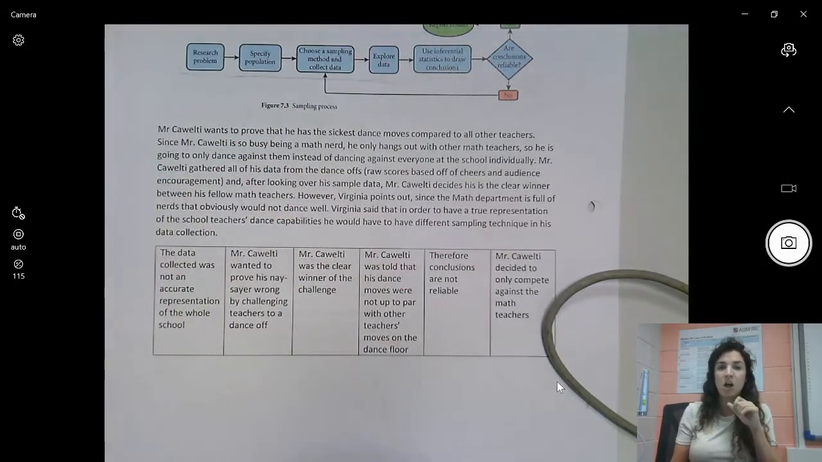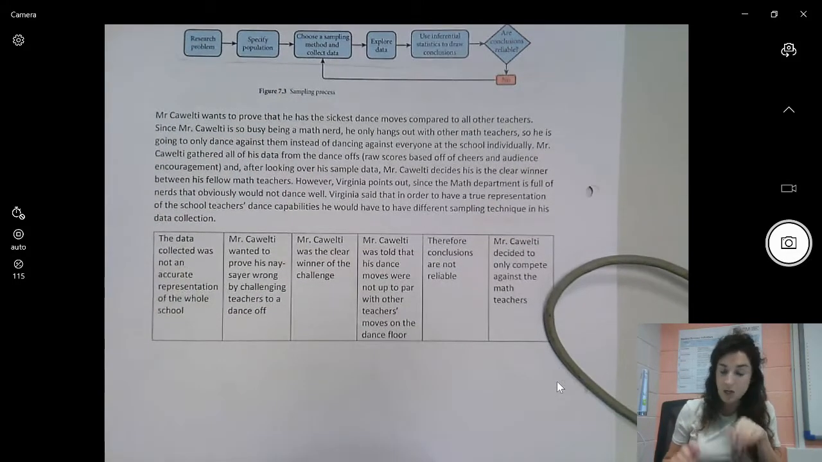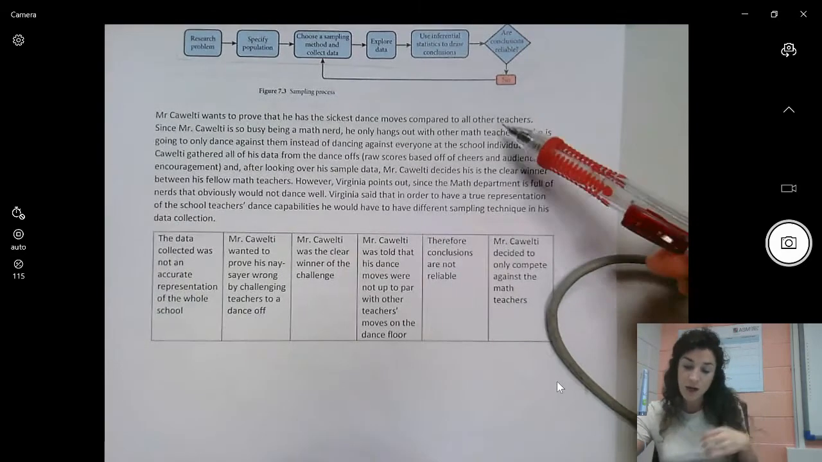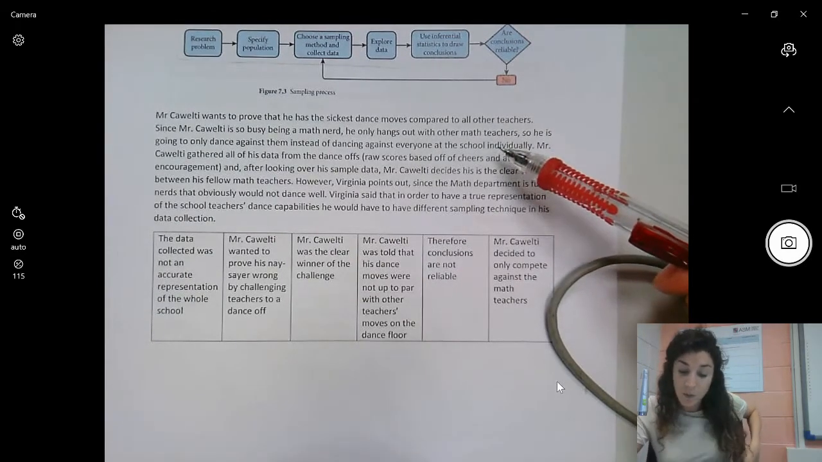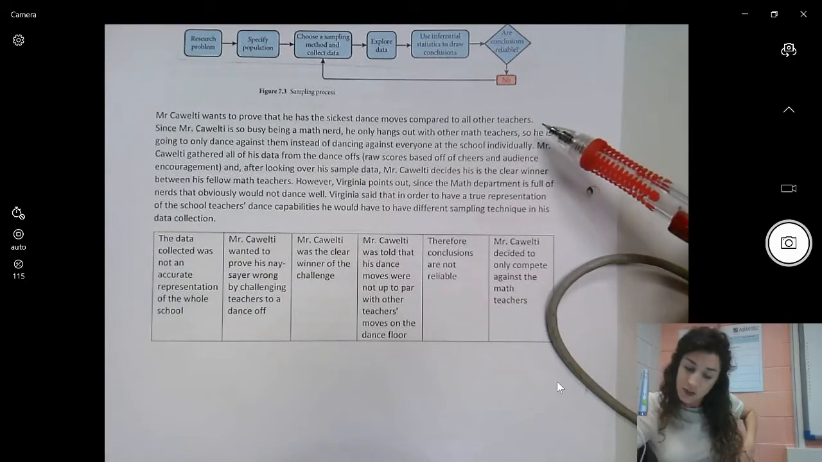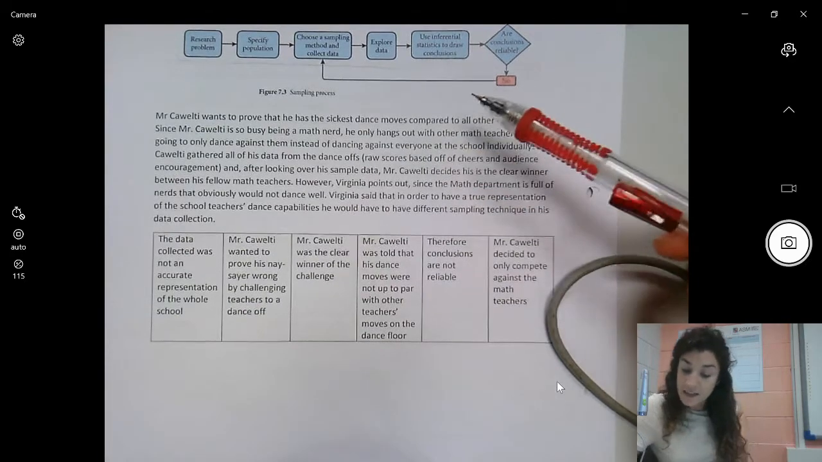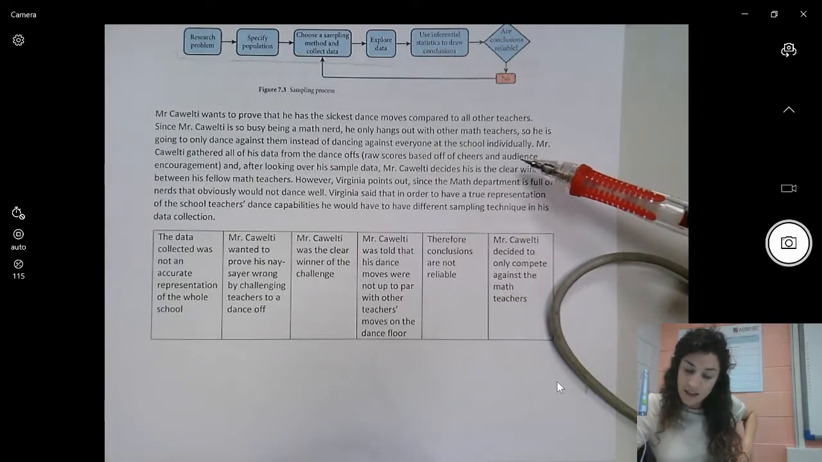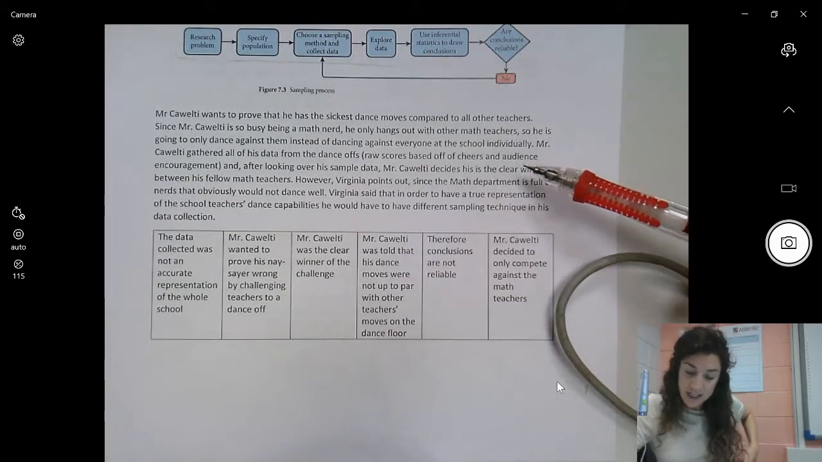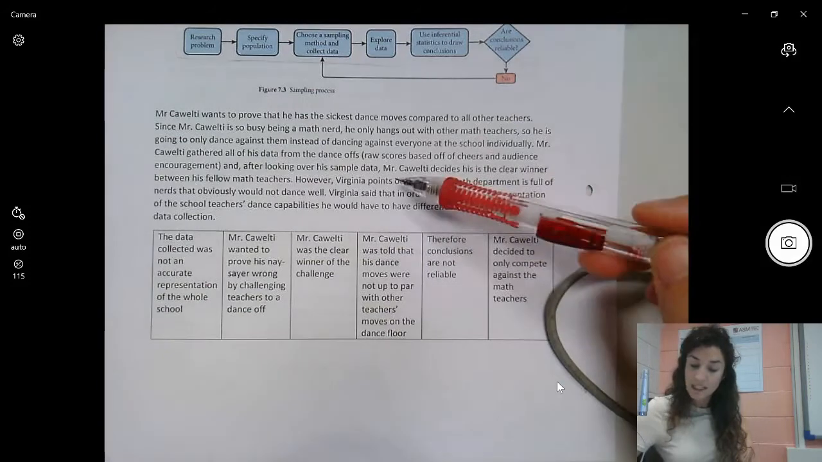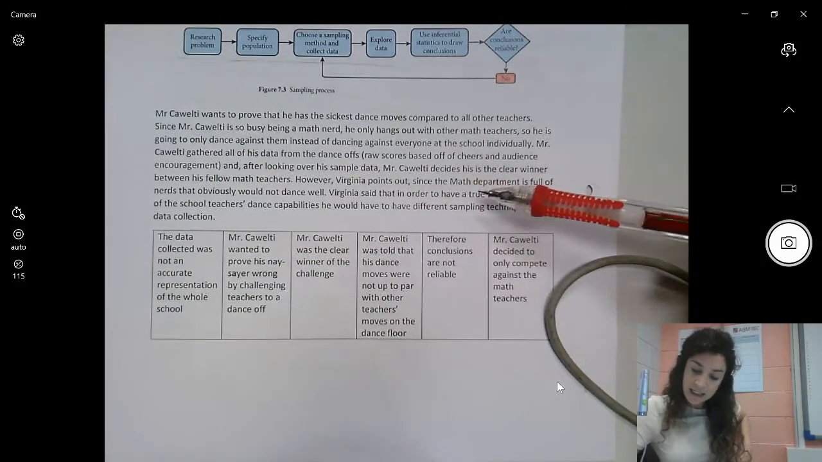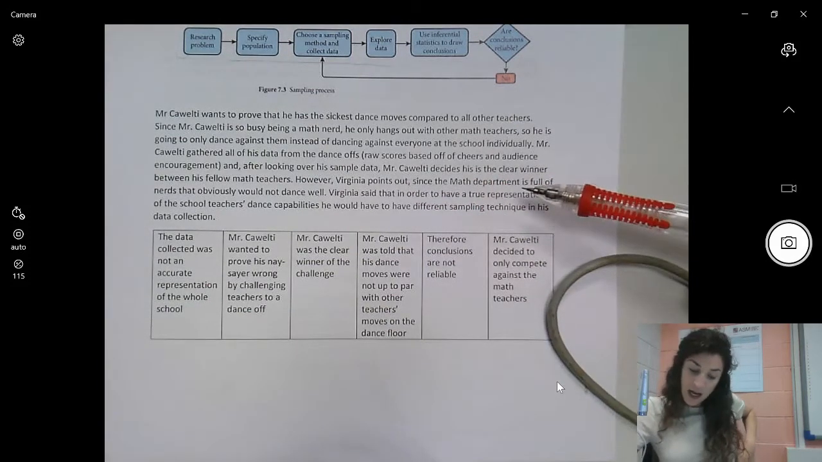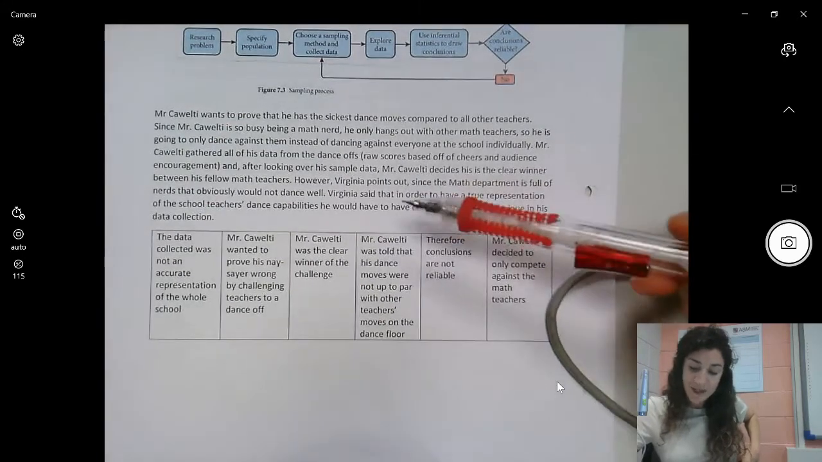So for instance, let's read through this and I'll do number 1 with you. Okay. Mr. Quelty wants to prove he has the sickest dance moves compared to all of the teachers. Since Mr. Quelty is so busy being a math nerd, he only hangs out with other math teachers. So he's only going to dance against them instead of dancing against everyone at the school individually. Mr. Quelty gathered all of his data from the dance-offs, raw scores based off of cheers and audience encouragement, and after looking over his sample data, Mr. Quelty decides that he is a clear winner between his fellow math teachers.